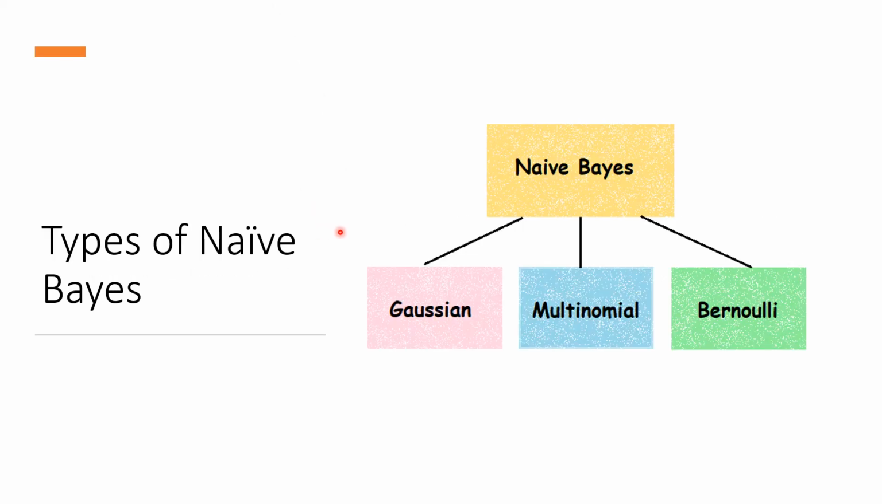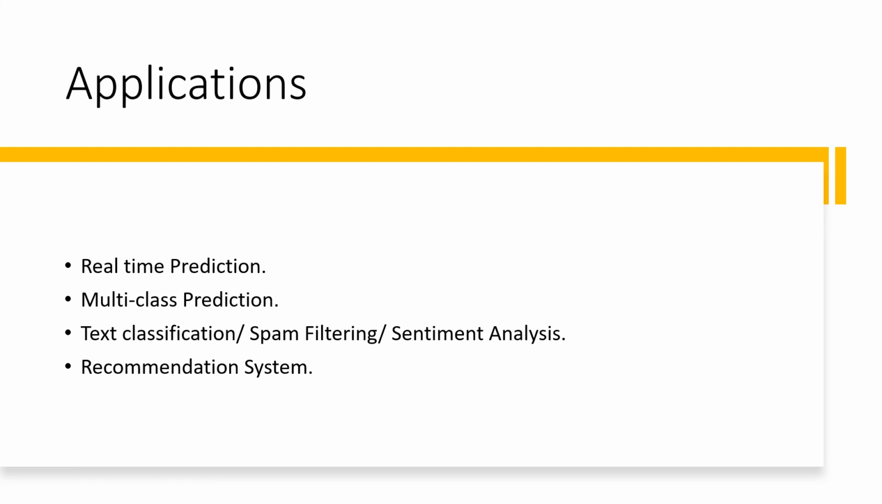We have three types of naive Bayes classifier. So we have the Gaussian, the multinomial, and the Bernoulli. The Gaussian is used when variables are continuous in nature. Then the multinomial is used when features represent frequency. And the Bernoulli is used when features are binary. The naive Bayes algorithm can be used for real-time prediction and multi-class prediction, also text classification such as spam filtering and sentiment analysis, and also recommendation systems.